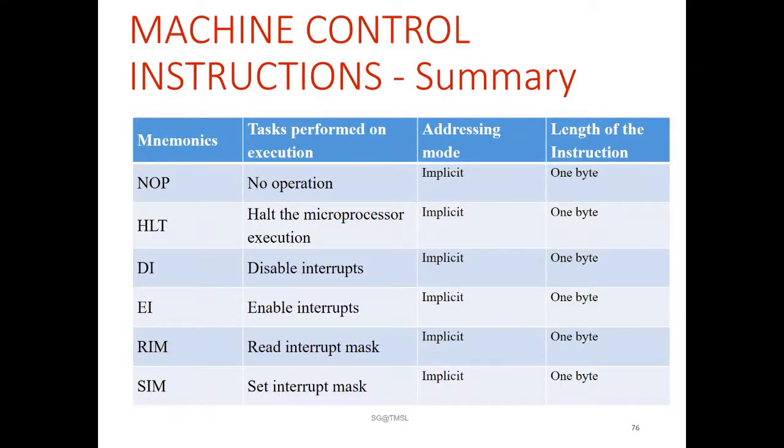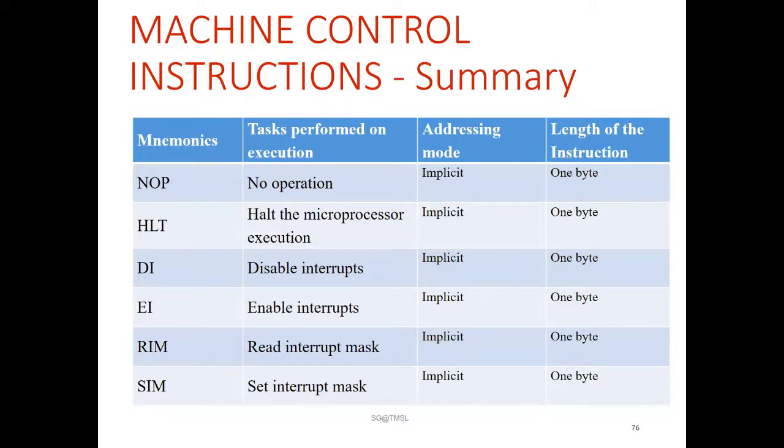HLT means halt. It is used to halt the execution of the program. The operation of the microprocessor is suspended when the halt instruction is executed. And the only way to exit from the halt state is to apply the hardware reset signal manually. The hardware signal must be applied.